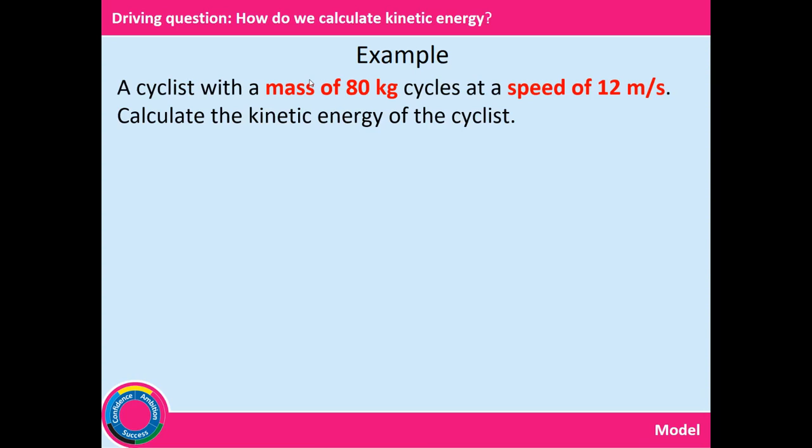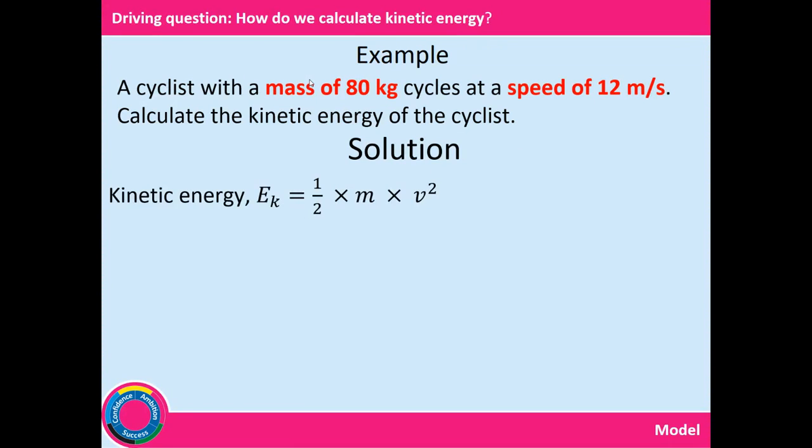Now let's take an example. The example says a cyclist with a mass of 80 kilograms cycles at a speed of 12 meters per second. Calculate the kinetic energy of the cyclist. The first thing we do, we write down our equation. EK equals half multiplied by the mass multiplied by the speed squared. We know from the question the mass is 80 kilograms and the speed is 12 meters per second.